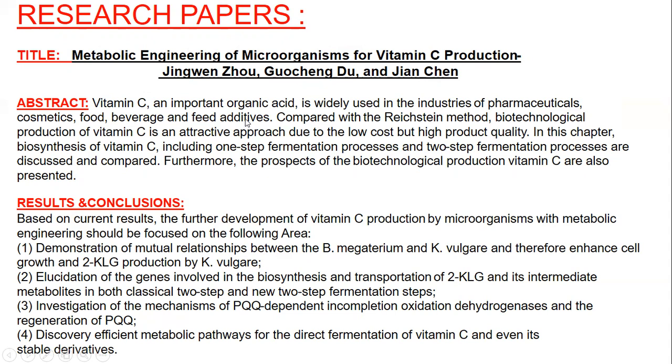The abstract normally tells us that vitamin C is an important organic acid that has a lot of advantages and uses in pharmaceuticals, cosmetics, food, beverage, and feed additive. It discusses two processes, the Reichstein process and the biotechnological process; the biotechnological approach is attractive because it has low cost and high yield. In this paper, they compared the one-step fermentation process and the two-step fermentation process, and then gave the results and conclusion. Even the prospects of biotechnological production are discussed.